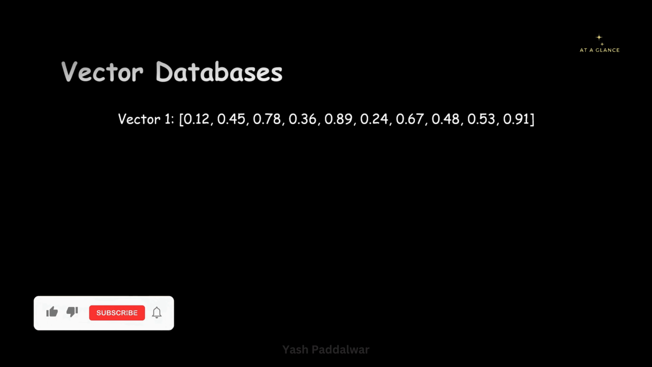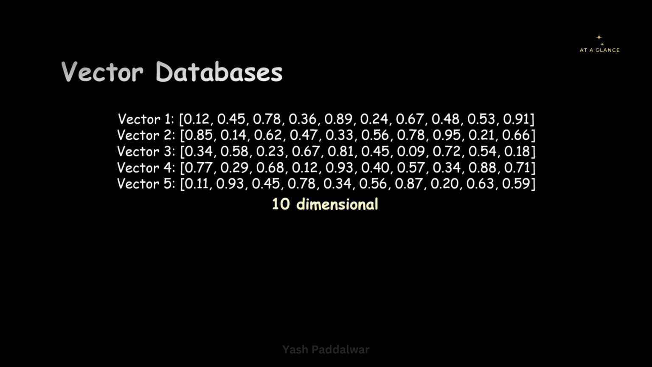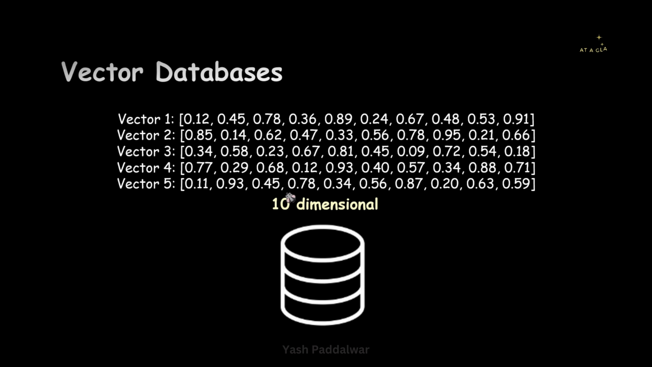Let's say we have multiple such other vectors. Let's say we take 5 different vectors of the same dimensions, a total of 10 dimensions for each and every vector. Let's say we store these 5 vectors in a relational database. Why can we store these vectors? Because you can see these are simple arrays, and in traditional databases we can store arrays also. So let's say we have stored these 5 vectors in this database. Now it's easy, right? We can store it in a relational database.